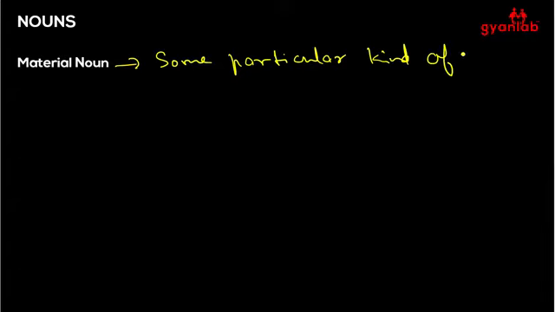All right. So the next one that we have here is material noun. A material noun is a name given to some particular kind of matter or substance.